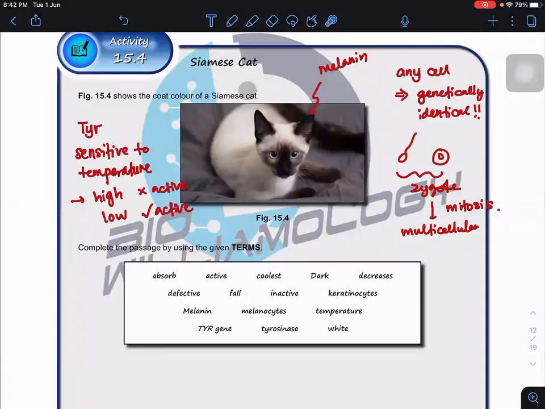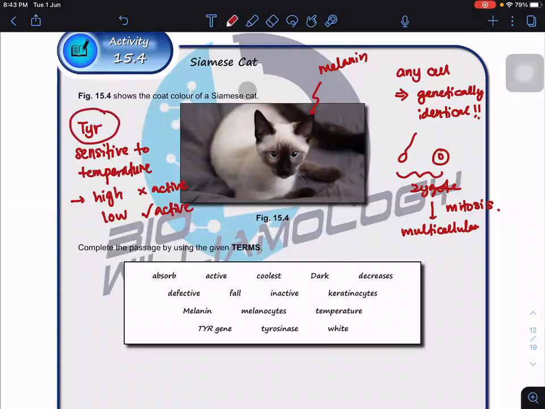So those parts actually disperse heat more, right? Sometimes you touch your ear, a bit cold. Why? Because it disperses heat more. Sometimes your hand is cold, right? So it disperses heat more. Luckily we don't have this special kind of tyrosinase.